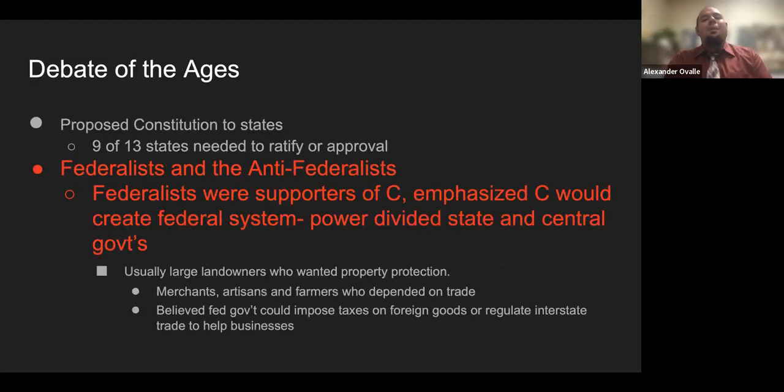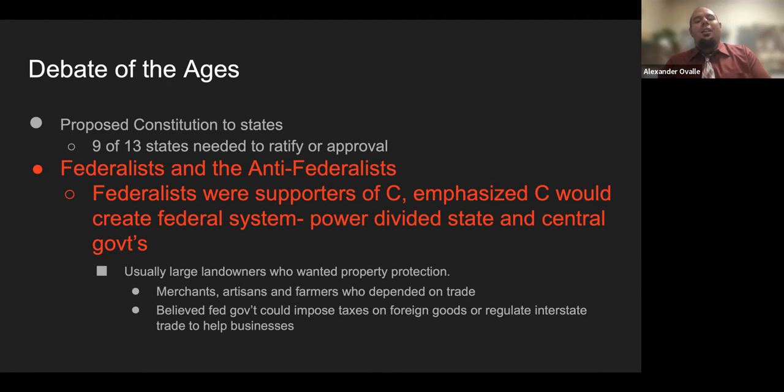So then there becomes the debate of the ages. They proposed this Constitution was finally finished. And 9 of the 13 states would be needed to ratify or approve this. So you have two main groups, the Federalists and the Anti-Federalists. Federalists were supporters of the Constitution. They emphasized that the Constitution would create a federal system divided between state and central governments.